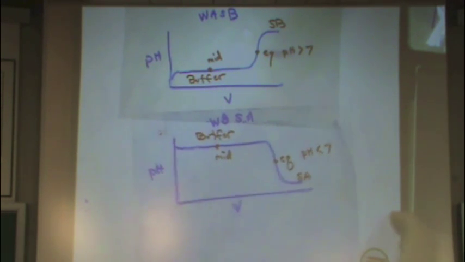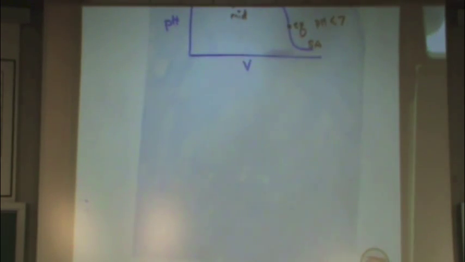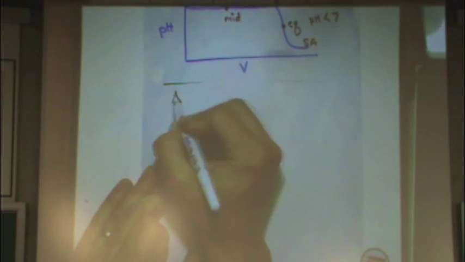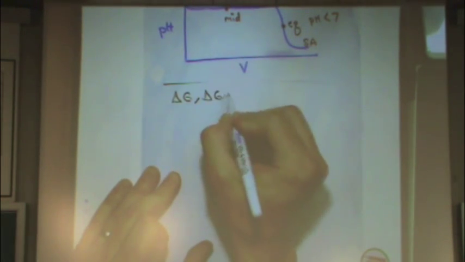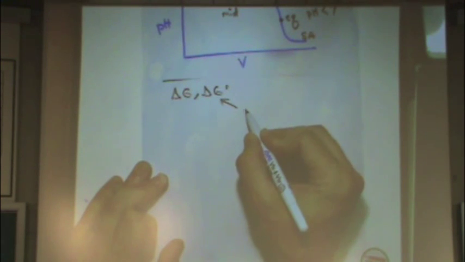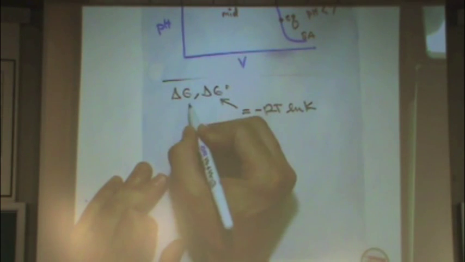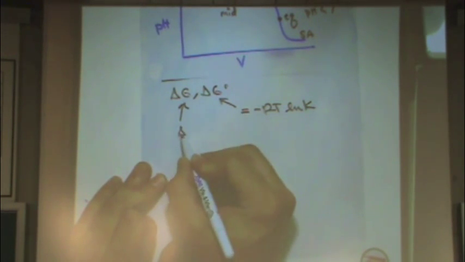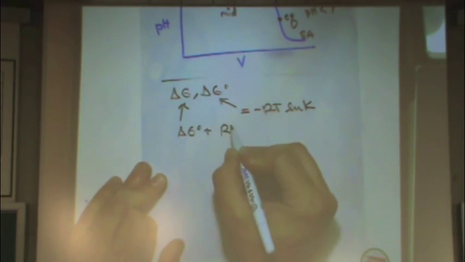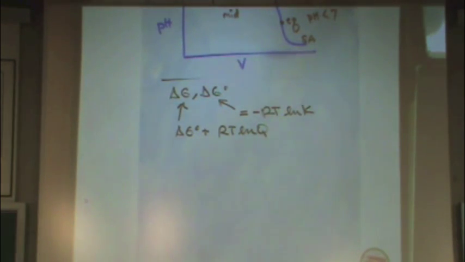Next, let's do this one. Delta G versus delta G standard. These are two different things. Delta G standard is equal to negative RT ln K. We'll give you that formula. We'll give you this one. This is delta G equals delta G standard plus RT ln Q. Okay?